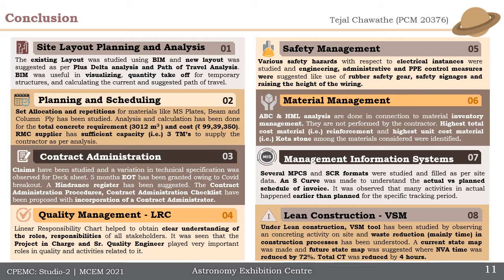And in lean construction, in value stream mapping, waste reduction was attempted, and here the current state map was made and future state map was suggested, where NVA time was reduced by 72% and the cycle time was reduced by 4 hours.